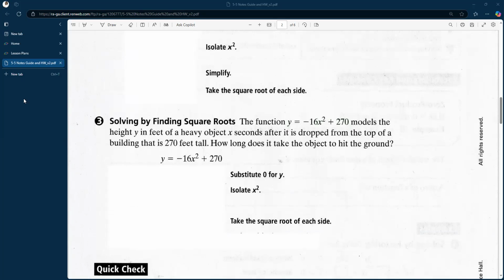So in this problem, I'm going to substitute 0 for y. The reason why I'm doing that is because I am looking for my zeros, my x-intercepts. So they occur when y equals 0. I'm going to isolate x² first by subtracting 270 from both sides.